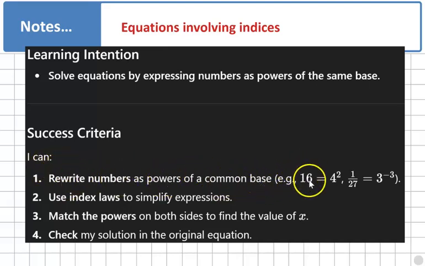For example, 16 is equal to 4 to the power 2. 1 over 27 is equal to 3 to the power minus 3. Use index laws to simplify expressions. Match the powers on both sides to find the value of x. Check my solution in the original equation.